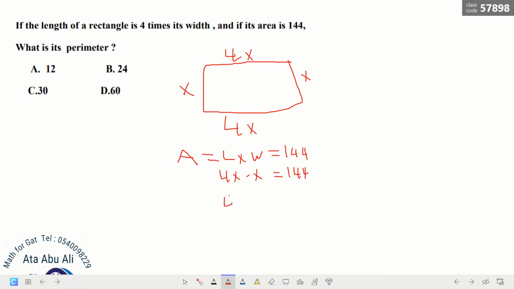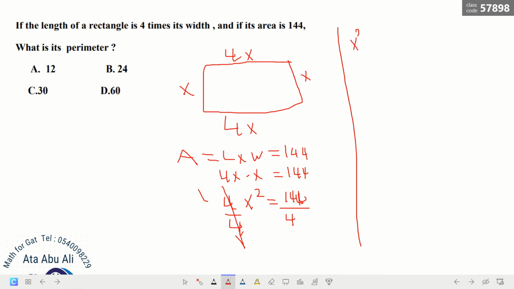So 4x squared now is equal to 144. I divide both sides by 4. 4 divided by 4 is 1. Let's continue here. So x squared is equal to what? 144 divided by 4, which is 36.